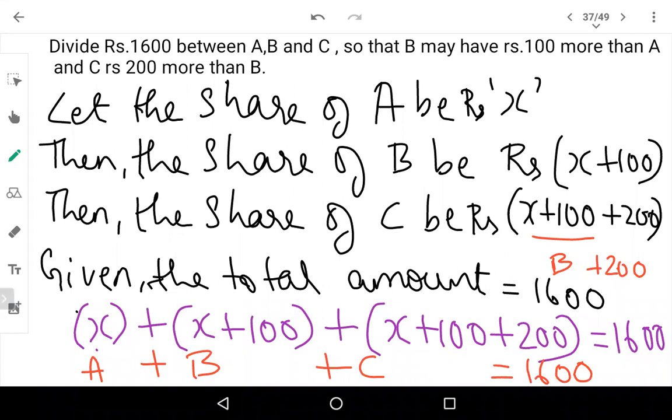Good. Sindhu already got the answer, 400. Now define the three amounts, Sindhu. A, B, C, what is their share? You define. 400 is the correct answer. Okay, so A, B, C we have got. Now let us simplify the equation.